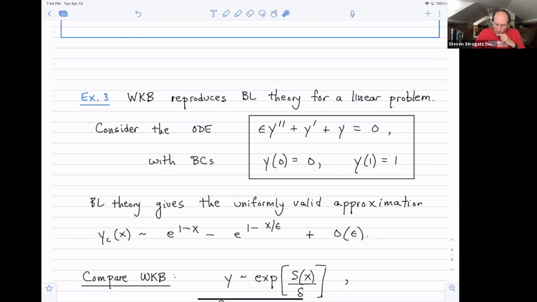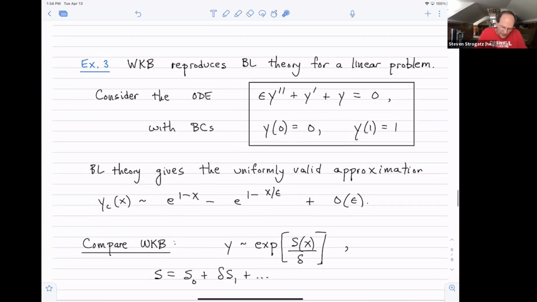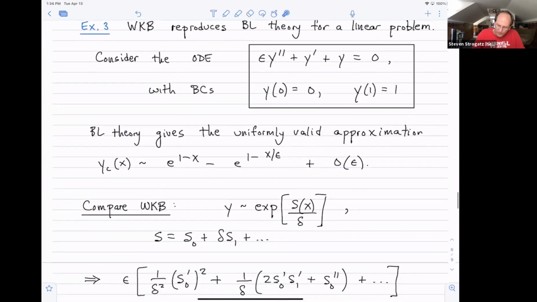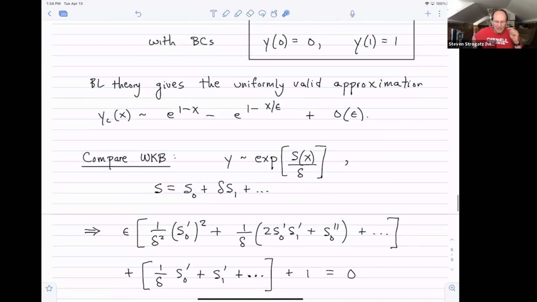If you approach it with WKB, then as always, you make the WKB ansatz, y goes like exponential of an unknown S over delta. Plug that in. Well, actually use the S as a regular perturbation in powers of delta. And then plug everything in, collect all the terms. So it's all that stuff we wrote down before. And this is what it would come out to be in this problem.